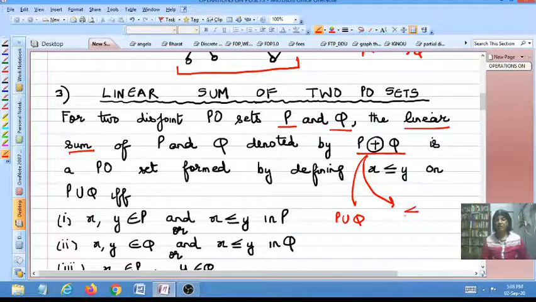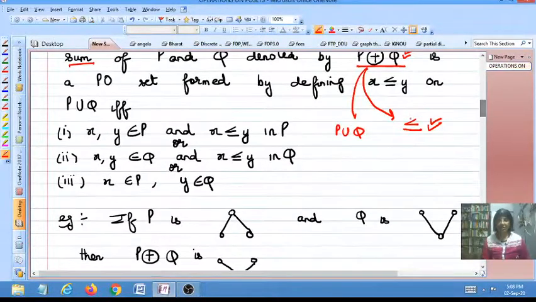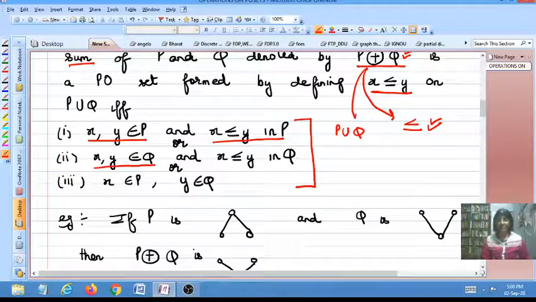As far as the relation less than or equal to is concerned, it is defined in the linear sum as follows. These three conditions must hold. The elements will be related in the linear sum if both of them are in P and both are related in P, or if both the elements X and Y are in Q and both are related in Q, which means that this is a relation in P and this is a relation in Q.